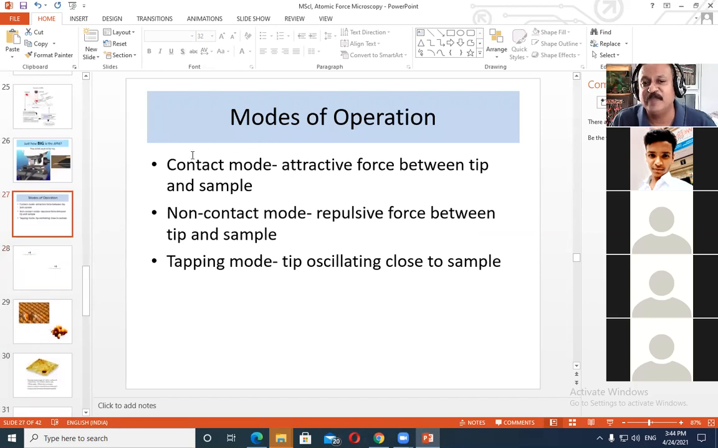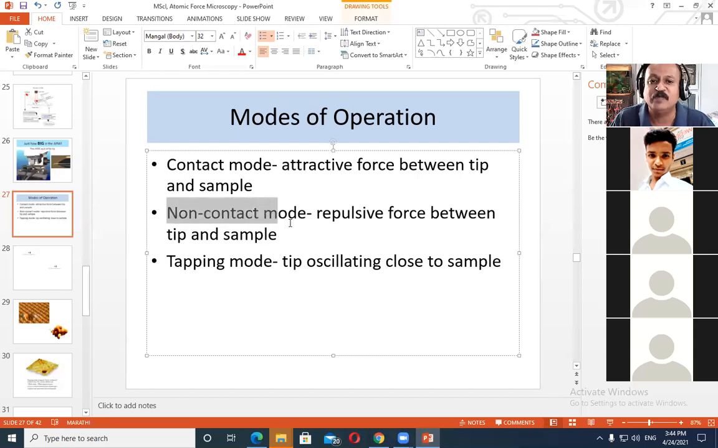So we have contact mode where attractive forces are used, non-contact mode where the repulsive forces are used. And the third interesting mode is called the tapping mode, where the oscillations in the sample and the oscillations in the probe are used to make that image.